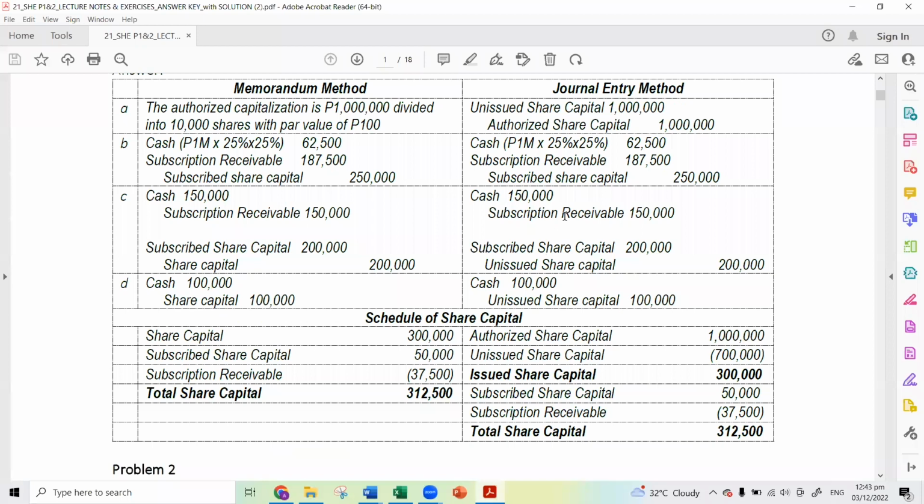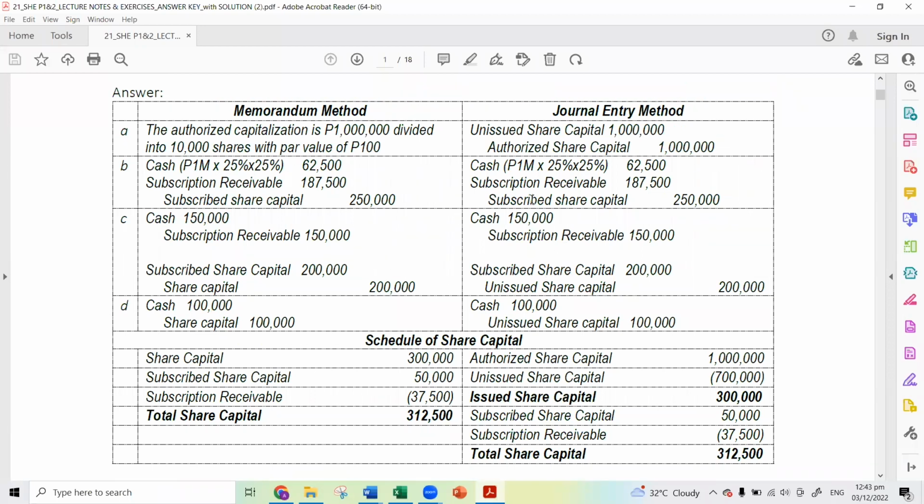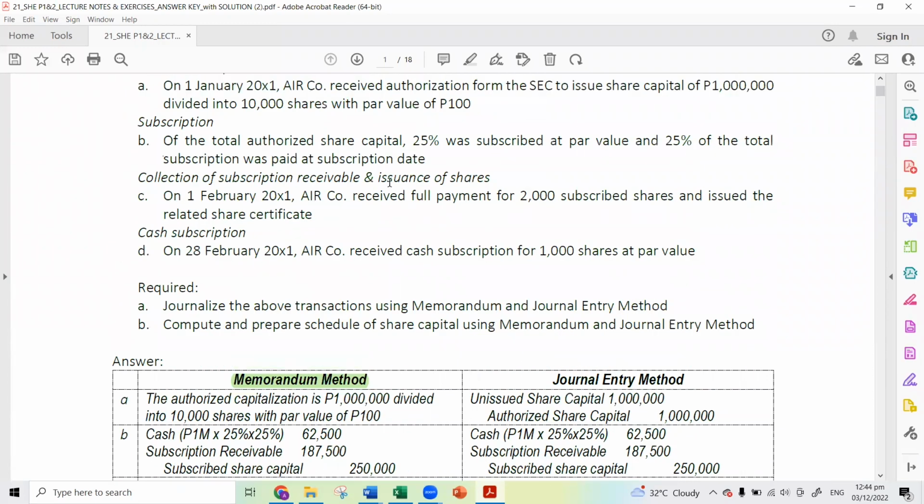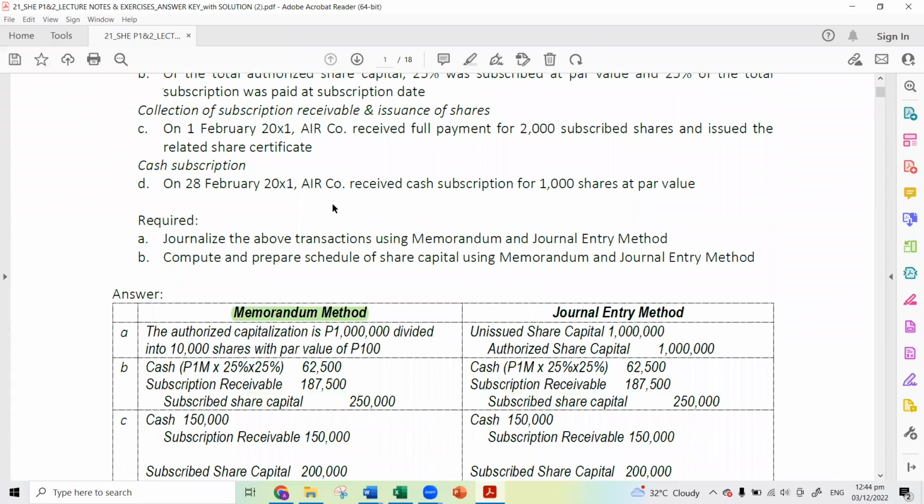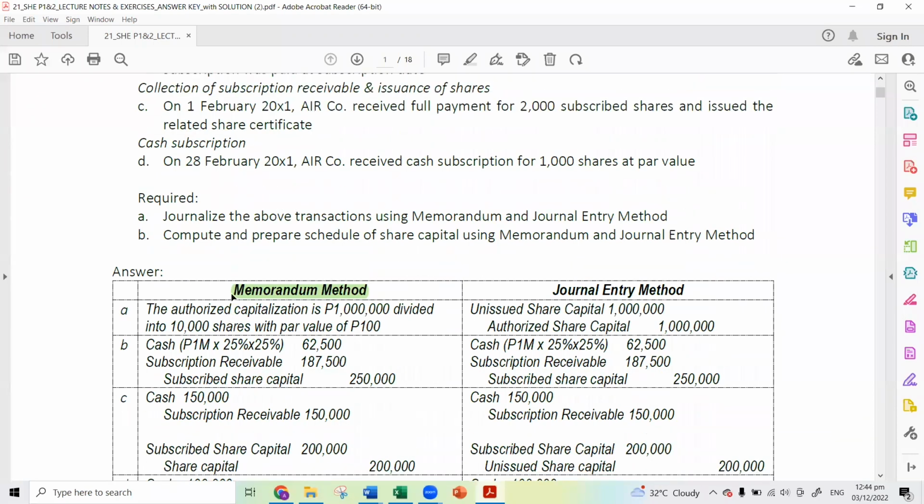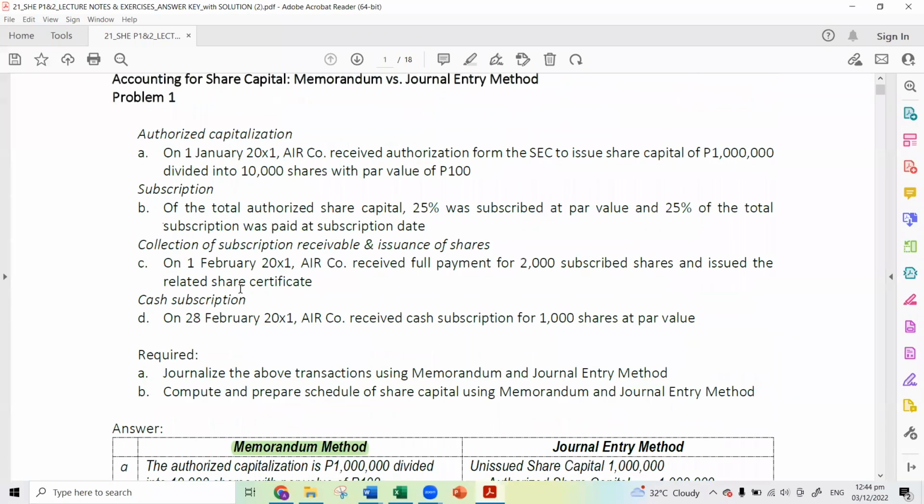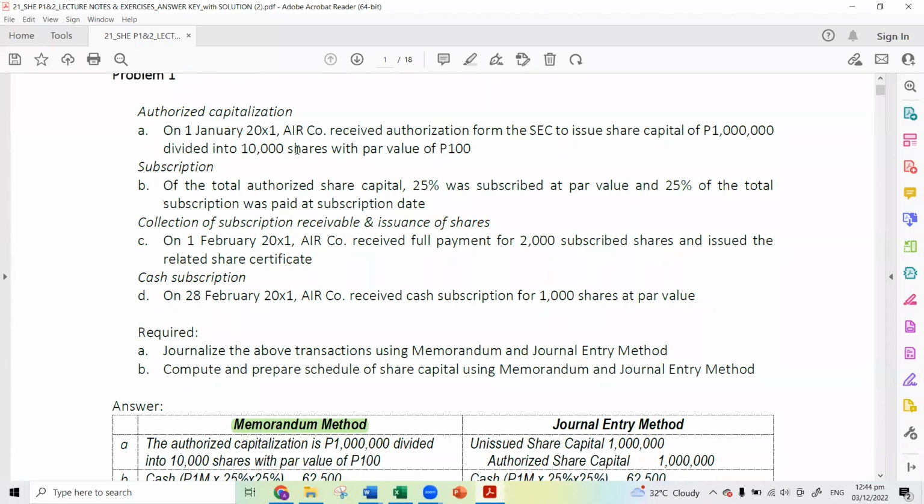But what is the commonly used method in practice? The most commonly used method in practice is the memorandum method. Okay? Yan siya. So let's have some exercise here. Pero mabilis na lang ito kasi nandito na naman yung ating solution. So this is your authorized capitalization. And this is the related problem for that.